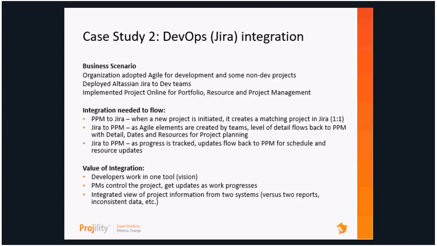PMs had the ability to control the project, the schedule, the status, and the health, and get updates as the work progressed. And it also provided an integrated view of the project information from both systems. So instead of having two reports with inconsistent data, where Project A in the two systems didn't match up, the data was consistent at an agreed-upon level. That's the most important part. So there was a lot of value in integrating these two tools.